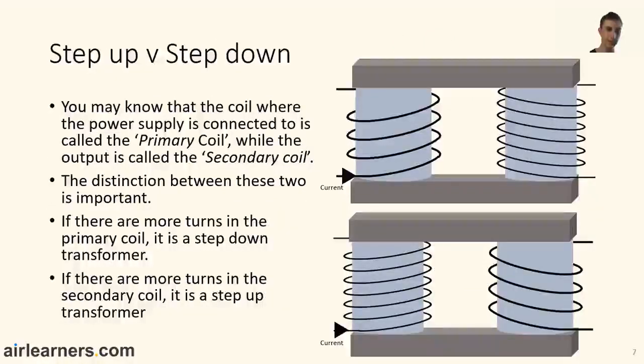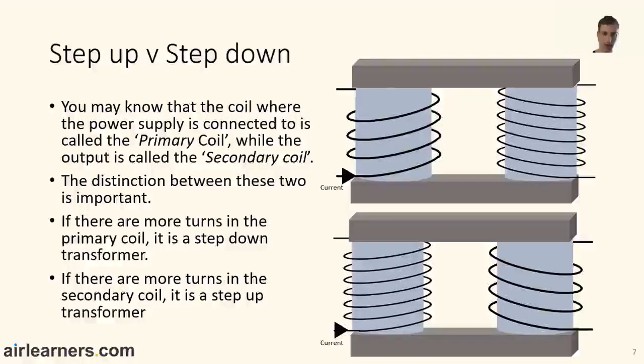Now we can move on to step up and step down. So you may know that the coil that's connected to the power supply is called the primary coil, because that's where our power comes from, while the output's called the secondary coil. That's not too difficult to note, but a surprising number of people get it wrong. So make sure that you're always identifying where that power source is, and therefore where the primary and secondary coils are.